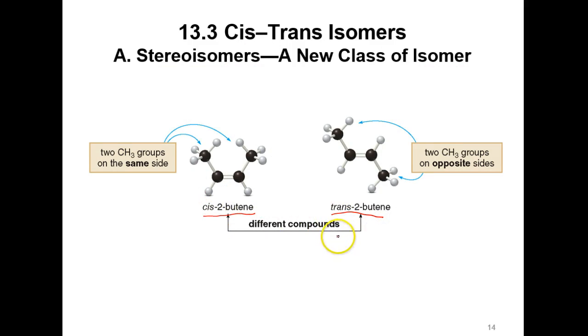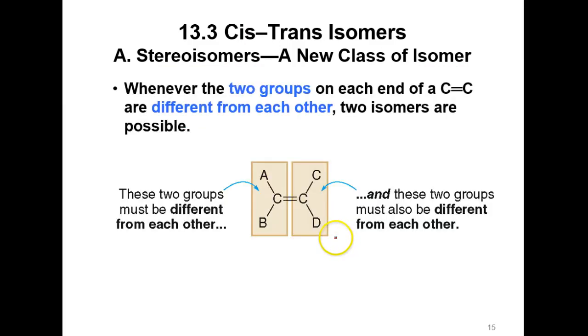Okay? This happens on double bonds all the time. Whenever the 2 groups on each of the carbons are different, you have a possibility of 2 isomers. These 2 groups must be different from each other. If I have a methyl and a methyl, then I won't have a different isomer. These have to be different. I can have an ethyl and a methyl, or a chloro and a methyl. And those 2 also must be different.